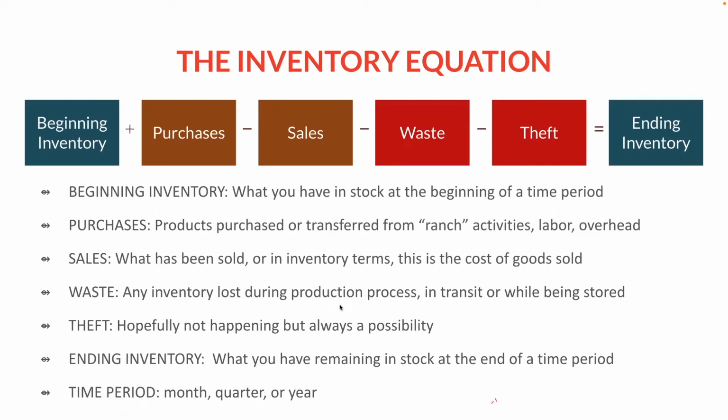So beginning inventory plus purchases minus sales minus waste minus theft, and that gives you what you have at the end. Now, all of this works, and you have to select a specific time period. And when we talk about time period, it could be a month, a quarter, a year. It's really never longer than a year, and very rarely less than a month.